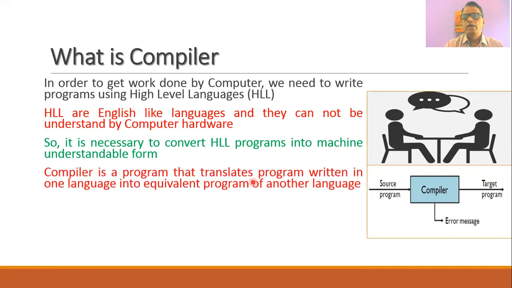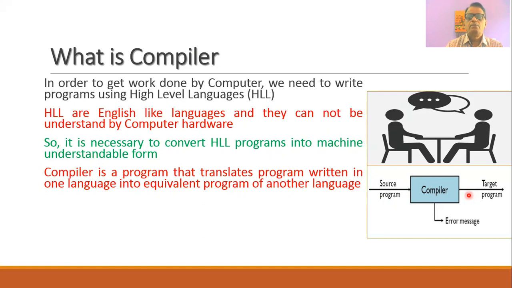Now we can define a compiler. Compiler, you can say that it is a program that will translate the program written in one language into an equivalent program of another language. As shown in this diagram, to the input of the compiler, we will couple a source program, that is the input program. And this program is written in one of the high level languages. And at the output of the compiler, we will get a target program.